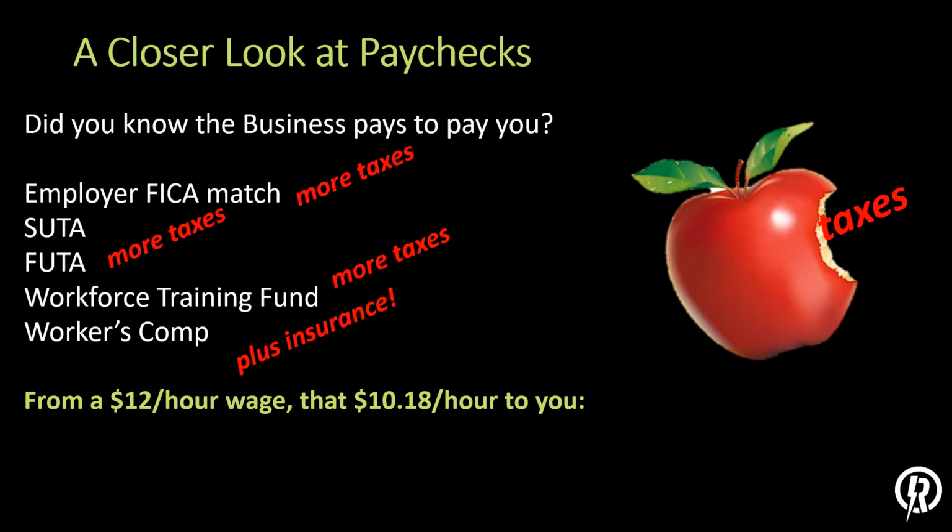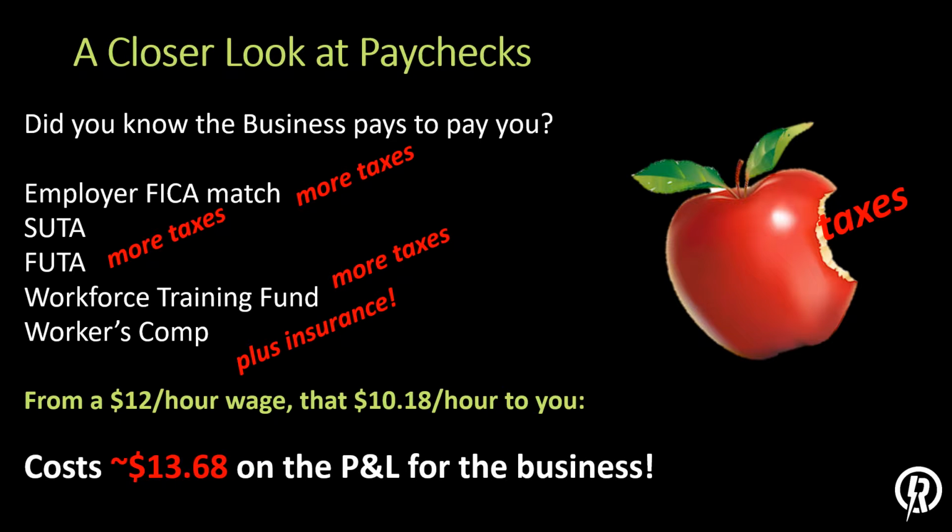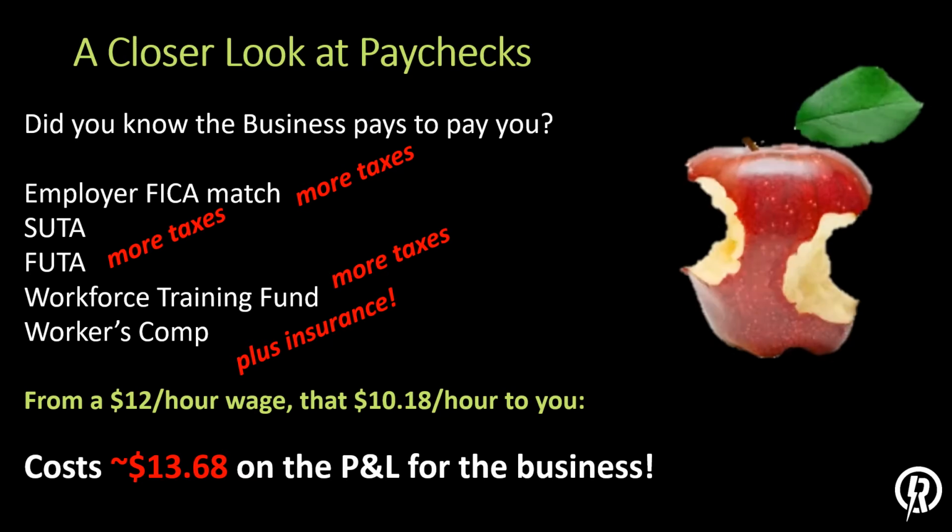So now, when you're getting $10 and whatever cents an hour to you, coming out of a $12 wage, for the business, it actually costs us more than 12 bucks to pay. It's going to cost us about $13.68 on the P&L to pay you 12 bucks an hour. What's up with that? Lots of bites out of the apple.